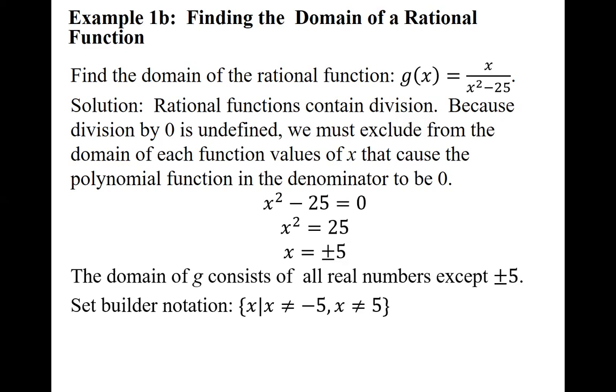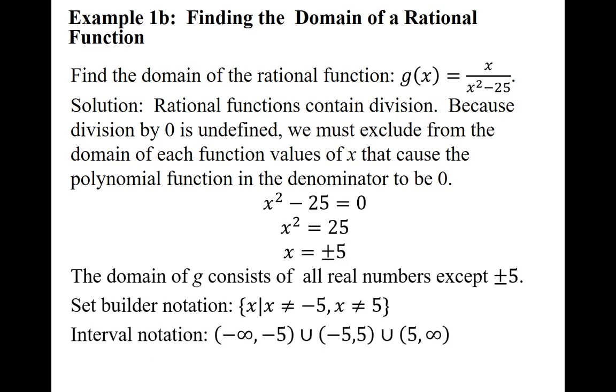Or in interval notation, we can do negative infinity to infinity, but remove negative 5 and remove 5. So negative infinity up to but not including negative 5. Union with the interval negative 5 to 5, not including either value. Union 5 to infinity, not including 5.